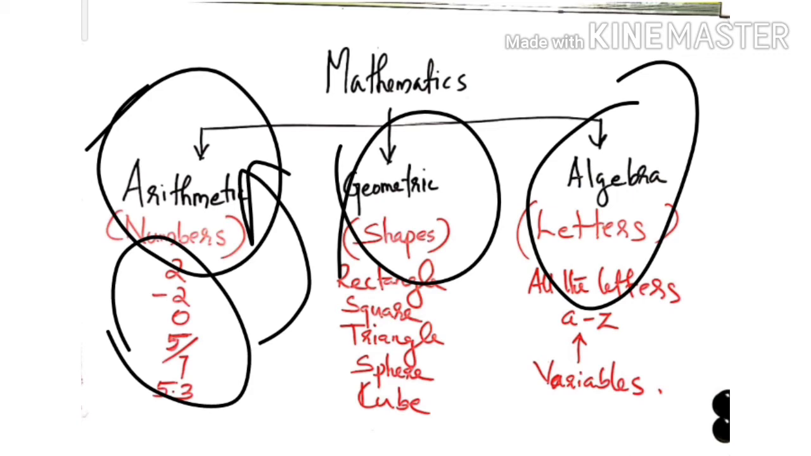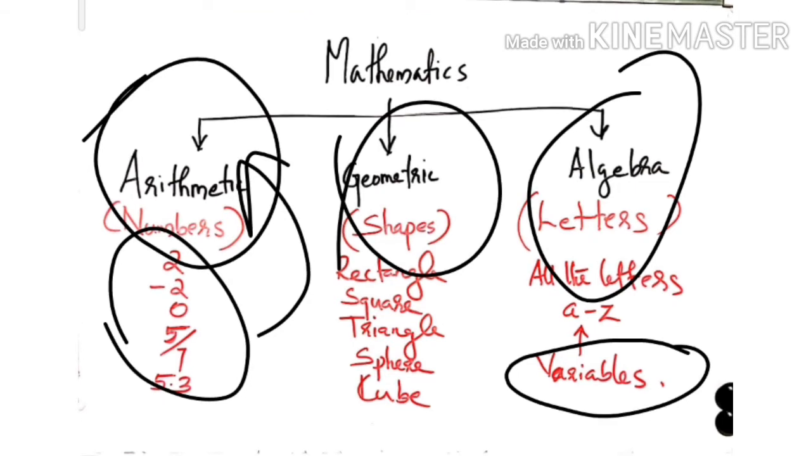Now what is algebra? All the letters, you can use any letters from A to Z, all the letters comes under algebra. Now each letter in algebra is known as variable. Now let me ask you one question: why these letters from A to Z, why these letters are known as variables?